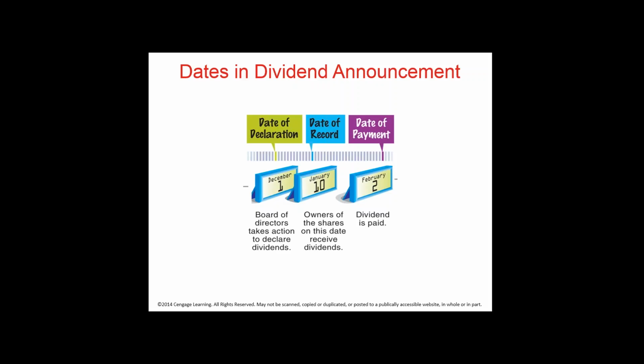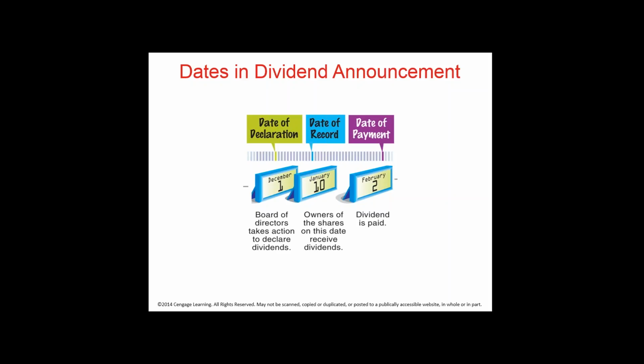There are some dates involved with the dividends. The date of declaration, that's the date that the board votes and says, yes, we're going to pay a dividend. The date of record. Everybody that owns stock as of that date will receive dividends.